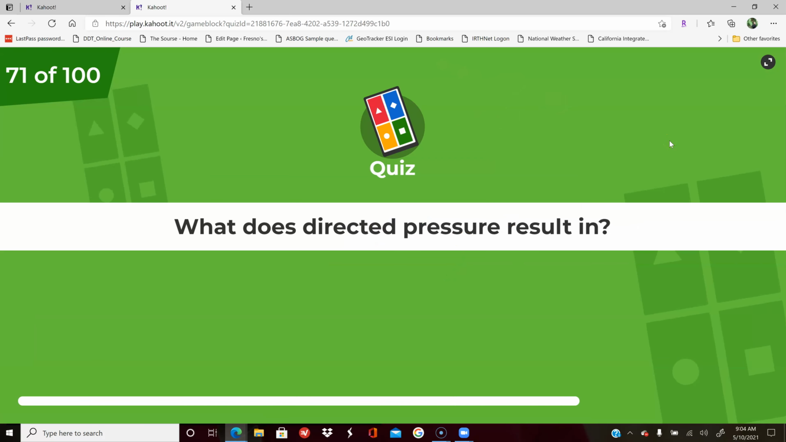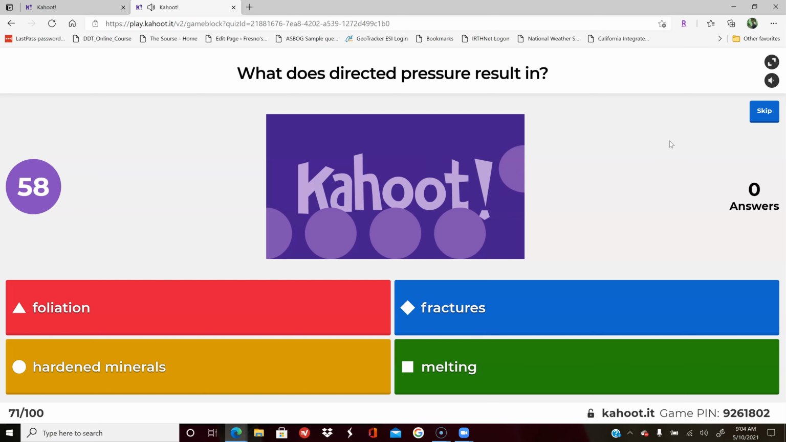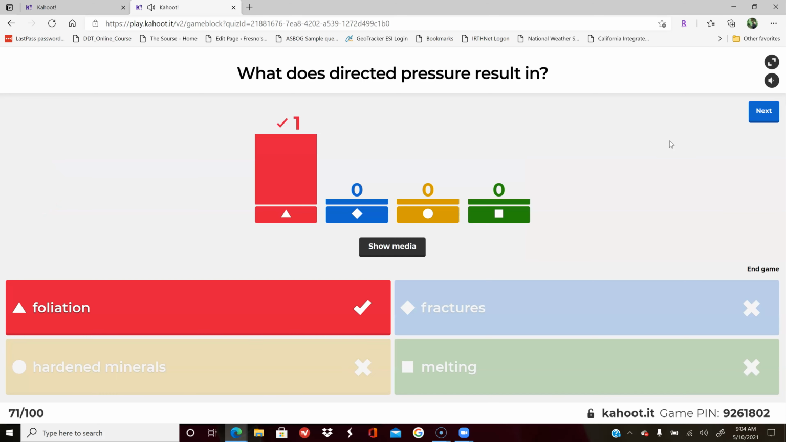What does directed pressure result in? Foliation, fractures, hardened minerals, or melting? Foliation. Remember, directed pressure is pressure from just two sides on the rock, and that creates parallel alignment of minerals perpendicular to that line of stress, which is foliation.